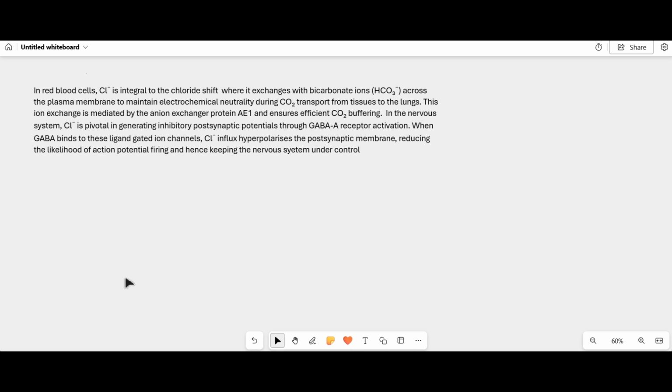In the nervous system, Cl⁻ is pivotal in generating inhibitory postsynaptic potentials through GABA A receptor activation. GABA A receptor is what GABA binds to. When GABA binds to these ligand-gated ion channels, ligand just means that GABA is the thing that binds to it. You can look at it in more depth in chemistry. Cl⁻ influx hyperpolarizes the postsynaptic membrane, reducing the likelihood of action potential firing, and helps keep the nervous system under control.